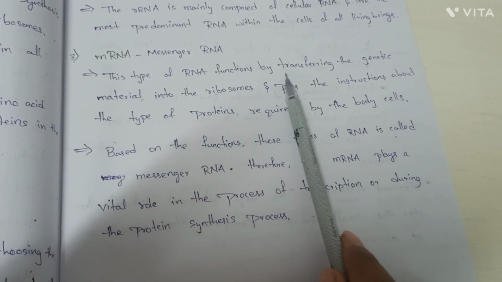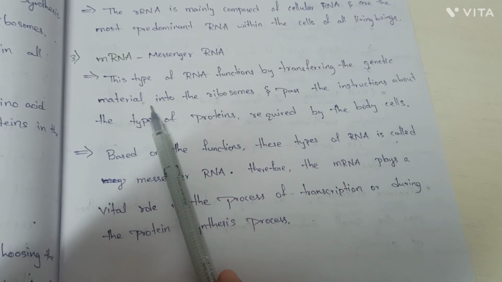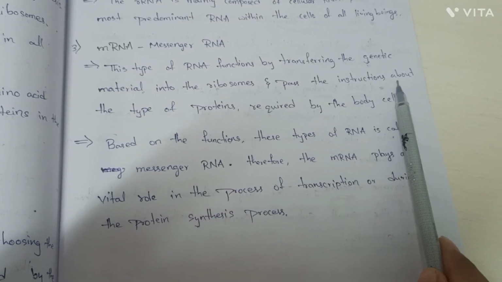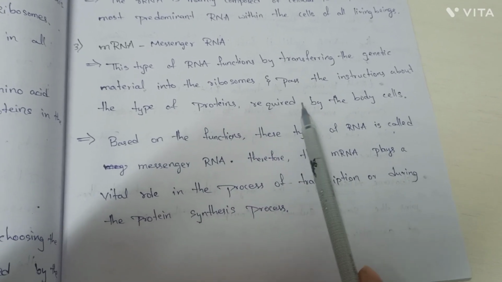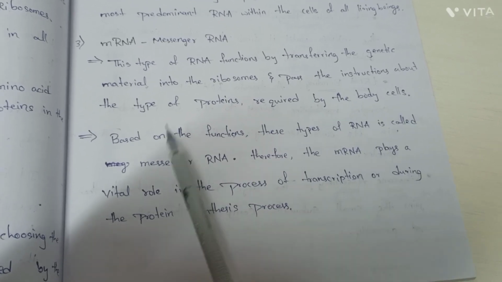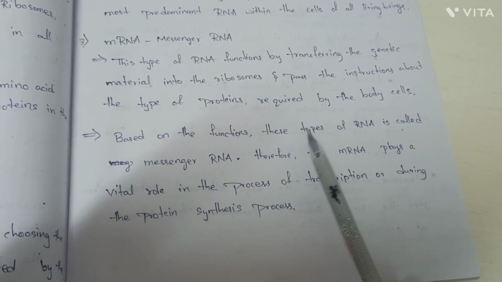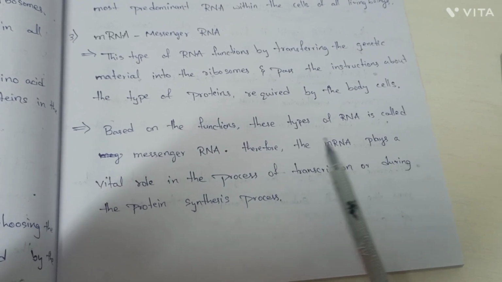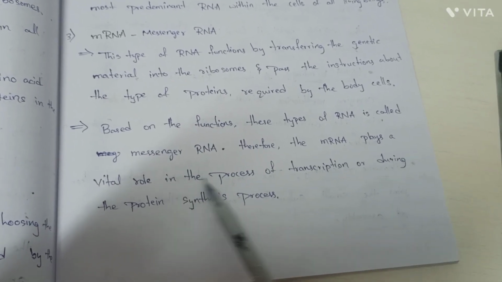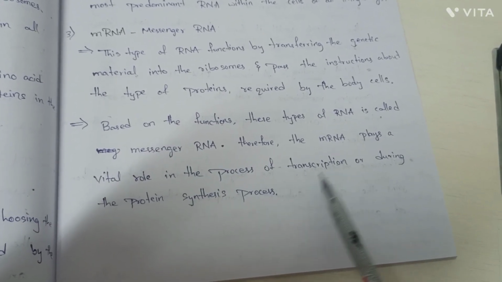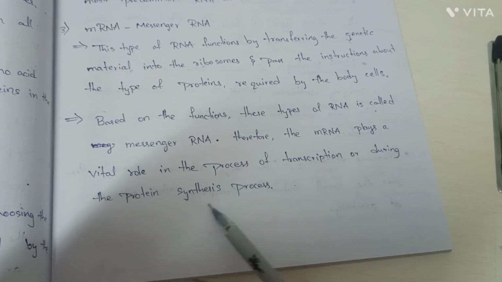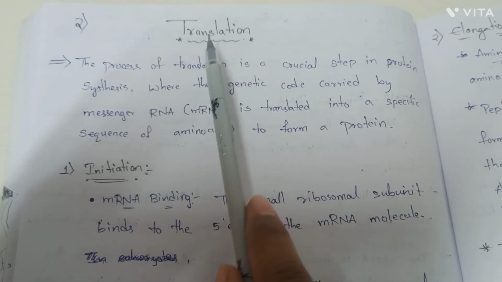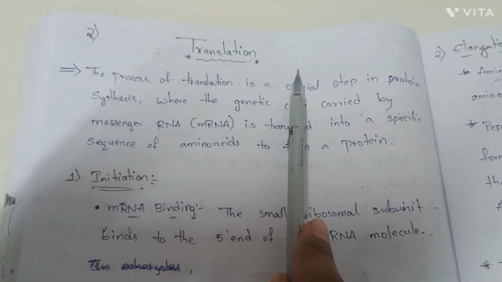The third type is mRNA, messenger RNA. This type of RNA functions by transferring the genetic material into the ribosomes and passes the instructions about the type of proteins required by the body cells. Based on the functions, this type of RNA is called messenger RNA. Therefore, the mRNA plays a vital role in transcription or during the protein synthesis process.